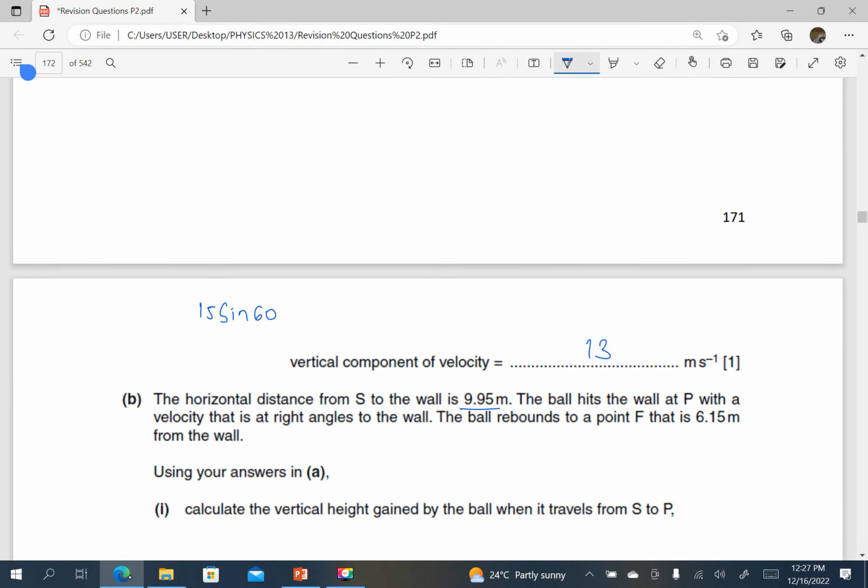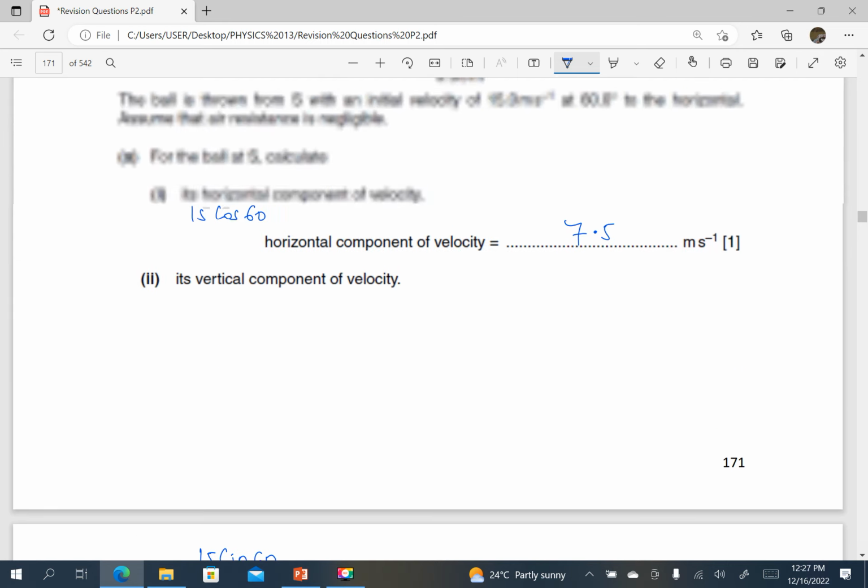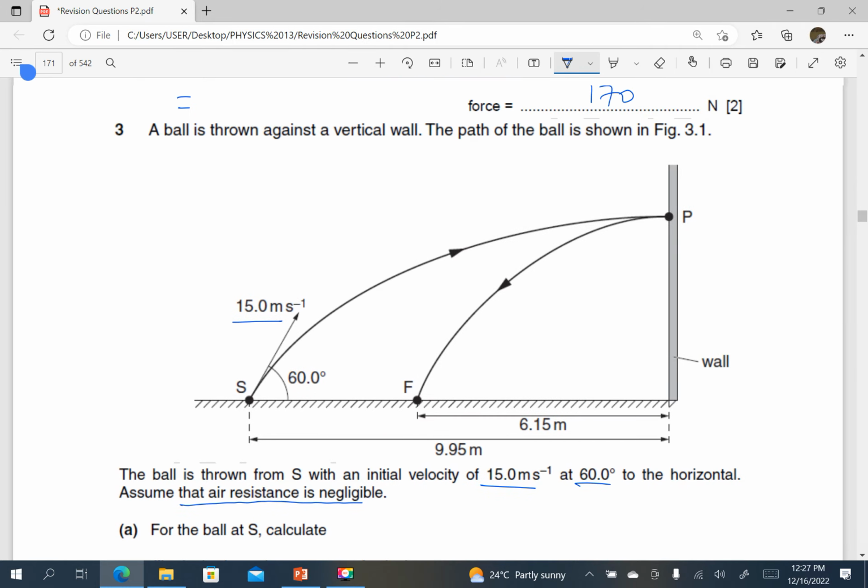The ball hits the wall at P with velocity that is at right angles to the wall. That means it has reached the maximum height. If it hits with a velocity that is at right angles to the wall, it means it has reached the maximum height. The vertical velocity has gone to 0.